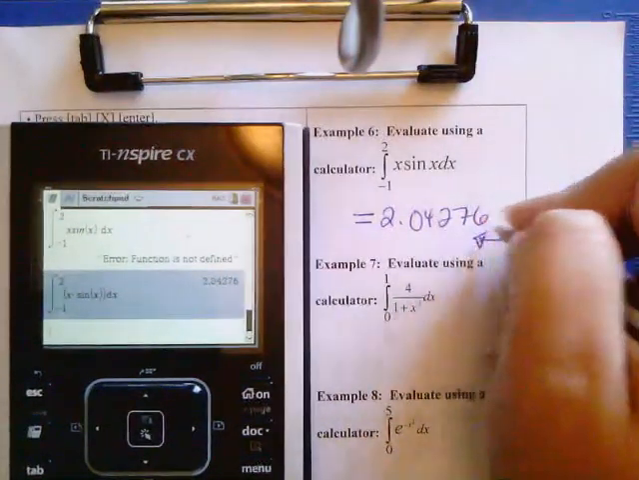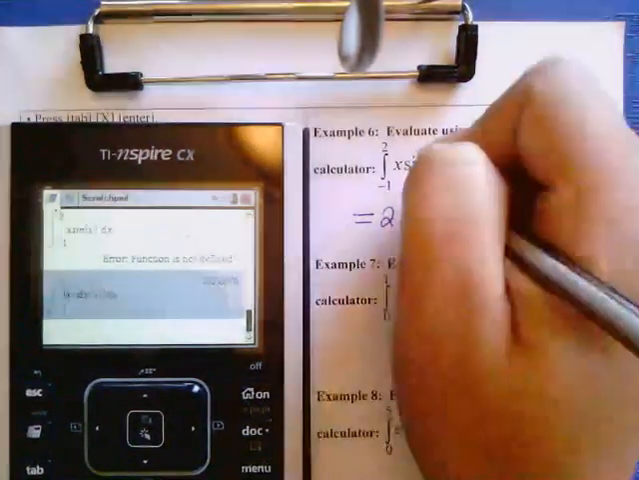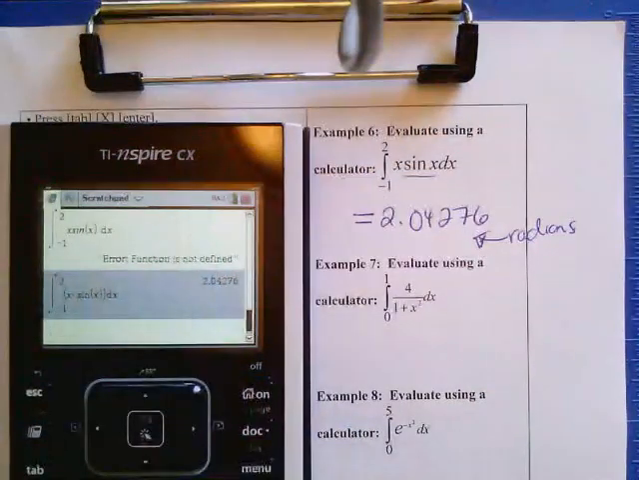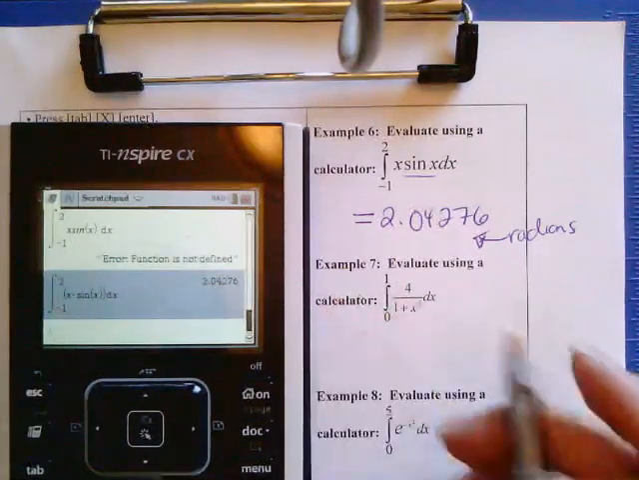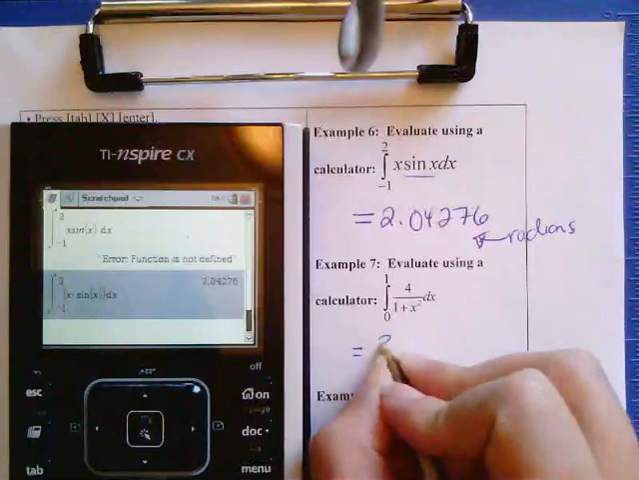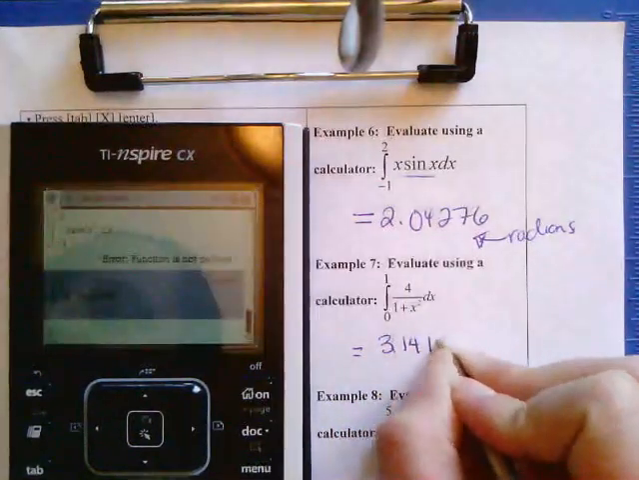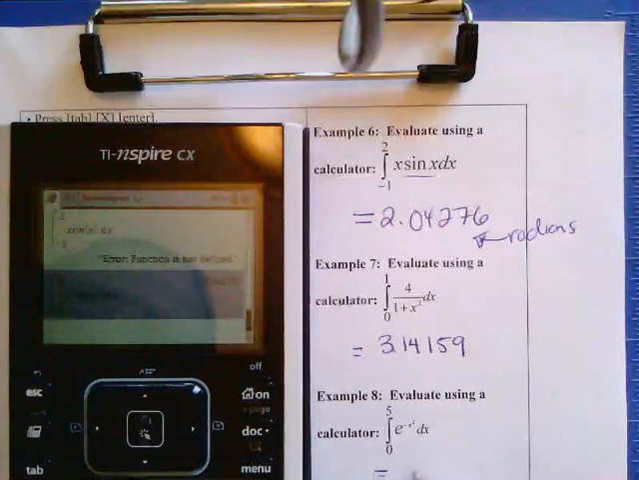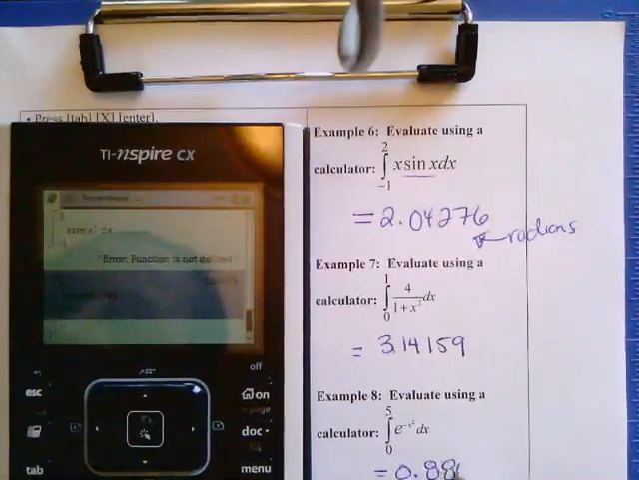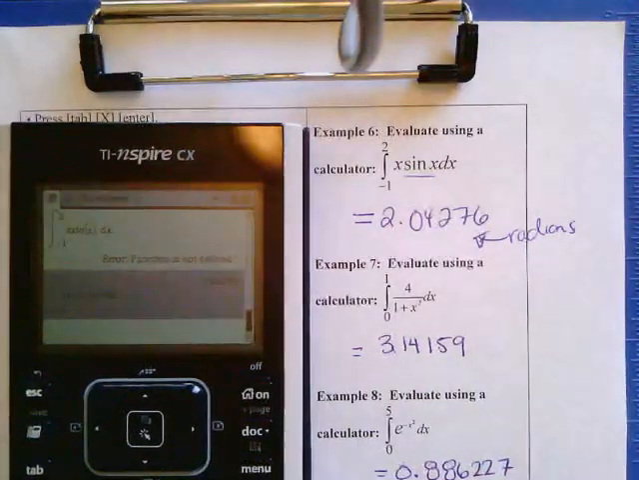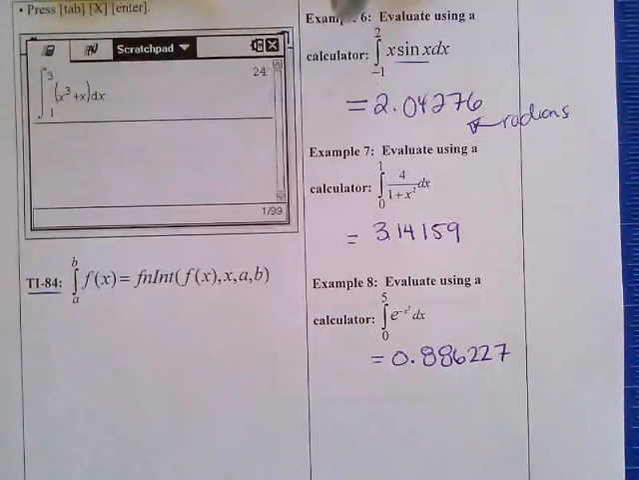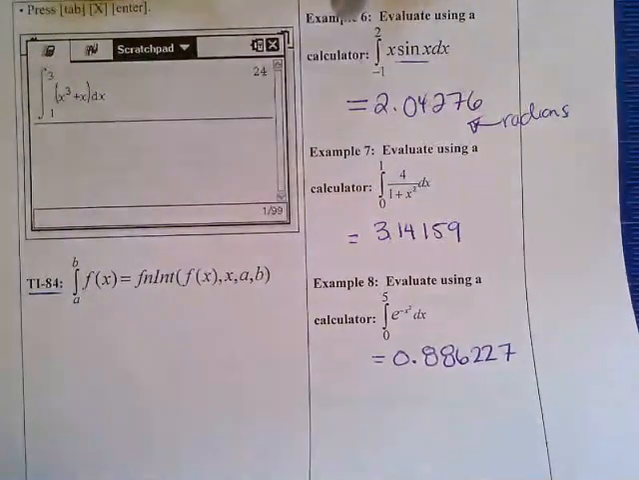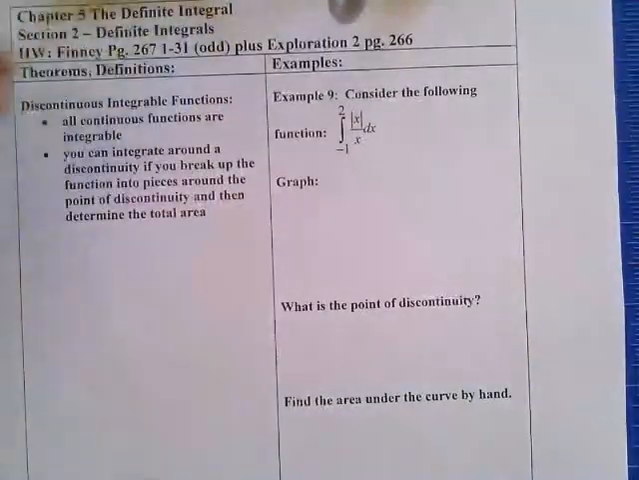And this answer is in radians because it is trig, and you notice that my calculator is in radians. Alright, I'll let you do this in the calculator. It's very easy. You should get 3.14159 for this one, and for this one you should get 0.886227. So that's in the calculator.